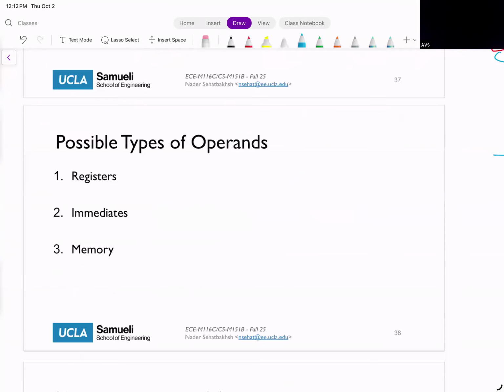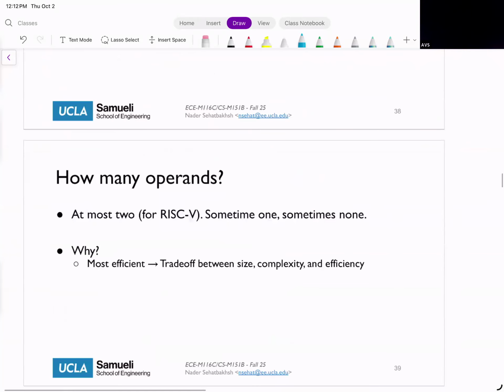All right, so any other questions on operands? The number of operands that we have in RISC-V is at most 2. Remember, this is a RISC-based architecture, so we always have a fixed number of operands. For some instructions this is 2, for some it's 1, and in some cases there's no operand. There are some instructions that don't need any operands.